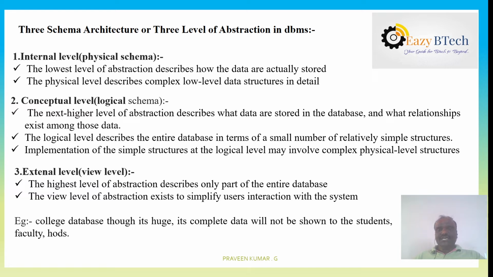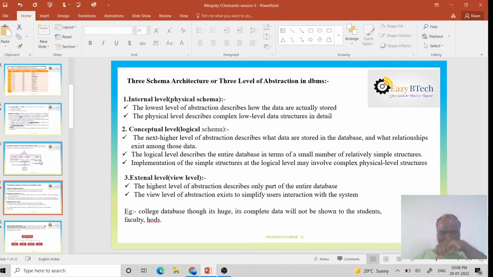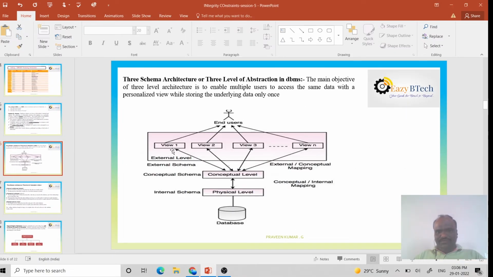What about the HOD? The HOD can take the faculty details and the total list of the faculty in a department, and see what activities are going on in the department. That is nothing but the view level in the previous figure. Here, in the view level, we have viewer 1, viewer 2, view 3, view 4.